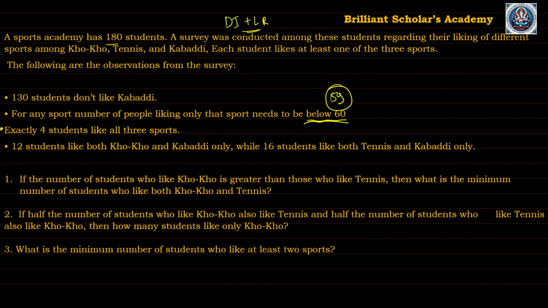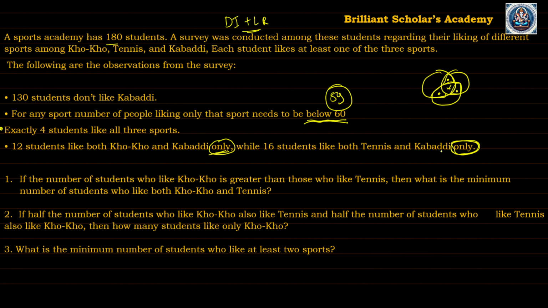Exactly 4 students like all three sports. 12 students like Kho and Kabaddi only. This is very important. The only word tells me that if I talk about three circles, this is uniquely this portion, or this portion. This is the part that belongs to exactly two of them. Exactly two of them. This belongs to all three. 16 students like both tennis and kabaddi only. You must take care of these markers. These things are very important.